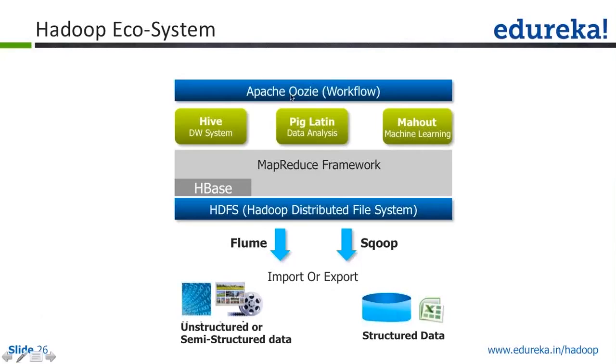Oozie we will be covering in this course. This is the workflow management tool which is used to run jobs in parallel on Hadoop. MapReduce, Hadoop, Sqoop and Flume are tools. Sqoop and Flume are tools, and don't worry about them too much right now.